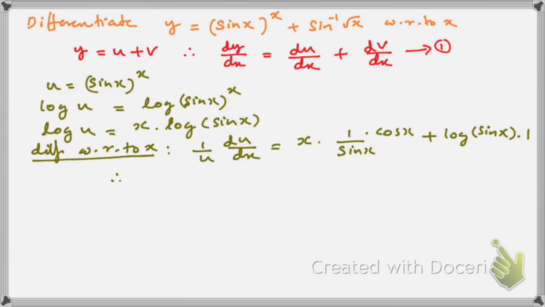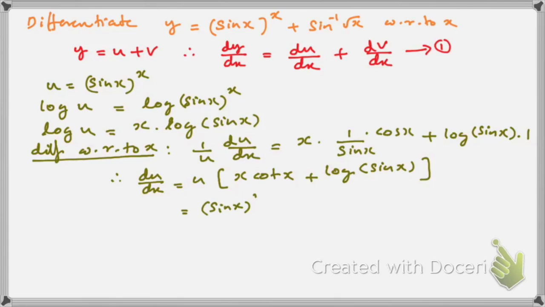So I solve for du by dx, and I get du by dx is equal to u times x into cos x by sin x, which I write as cot x. The next term is log sin x, and of course I need to replace u by its value. So sin x raised to x into x cot x plus log sin x. That's my du by dx.